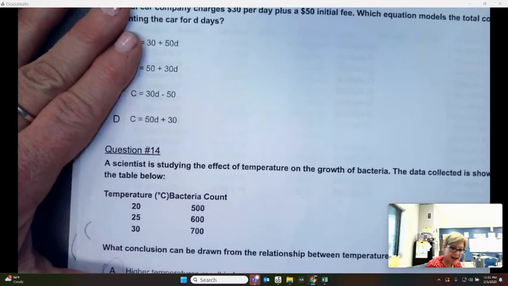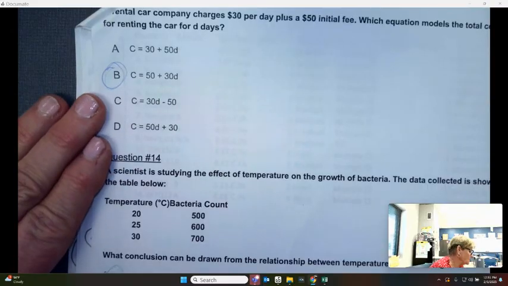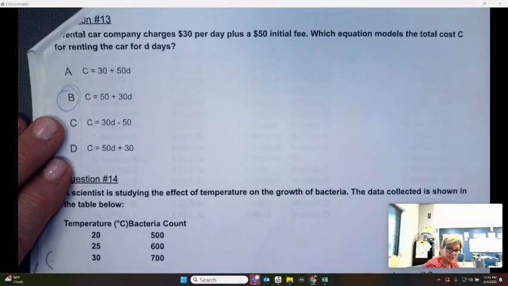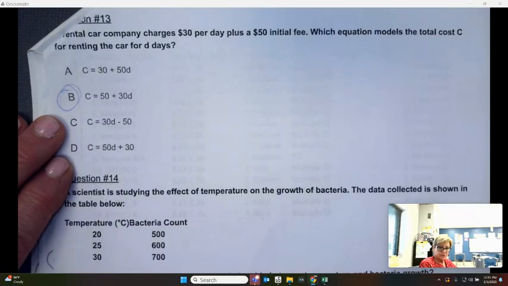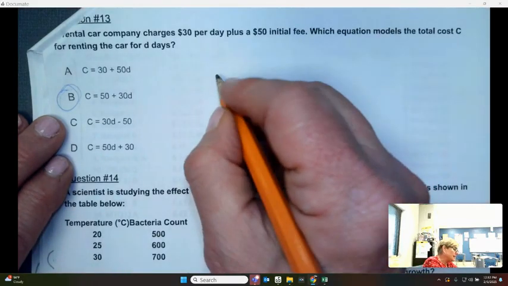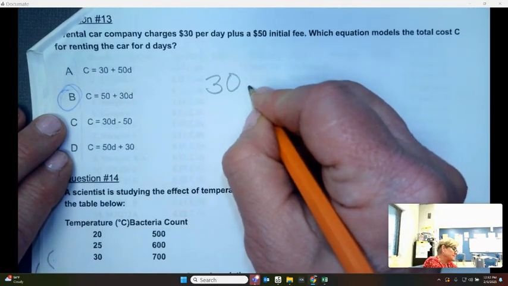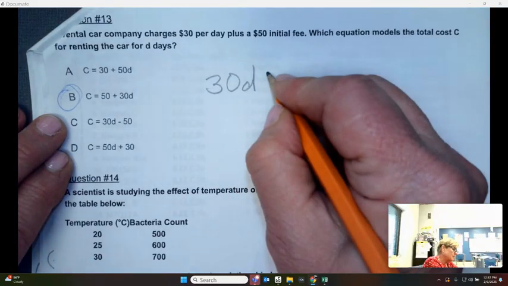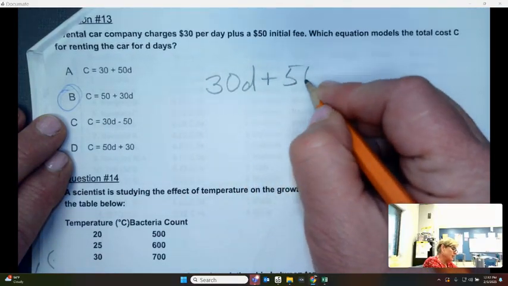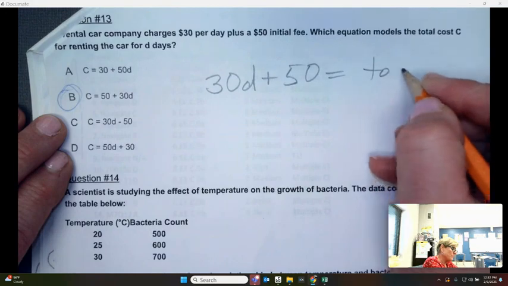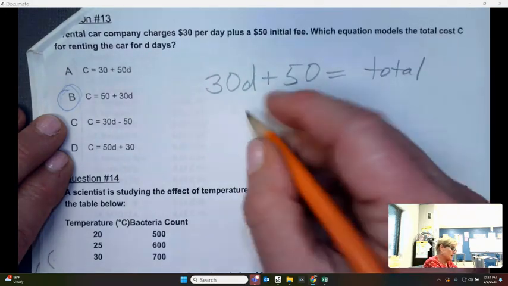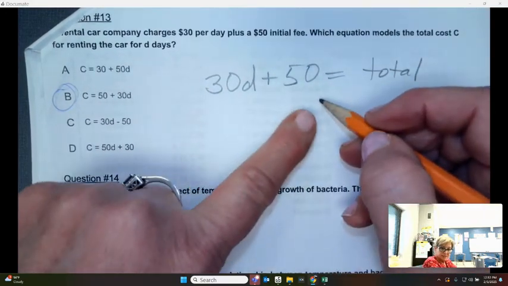All right, let's look at number 13. It says a rental car company charges $30 a day plus a $50 initial fee. Which equation models the total cost for renting a car for D days? So $30 for each day, so 30 times the number of days plus the initial fee of $50 is going to equal the total, or the Y. So Y equals 30 times D plus 50.